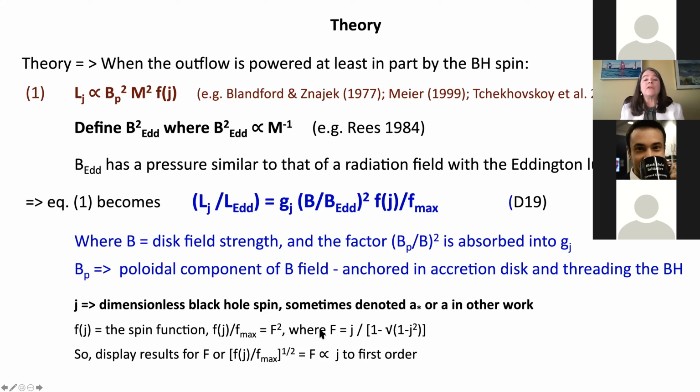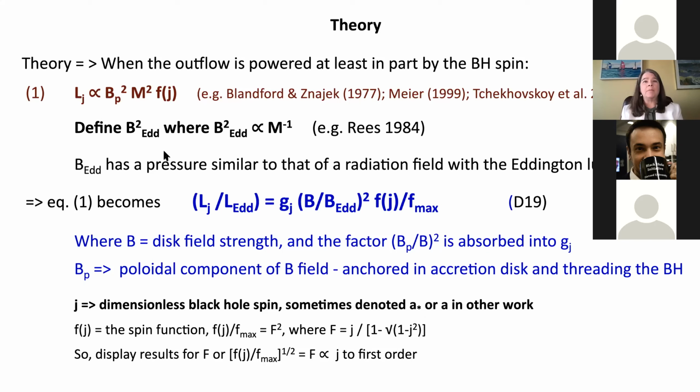Now, to first order in j, it's the square root of f of j over f max, or capital F, that goes as j. So in the results I'll be showing you, we'll be looking at the square root of f of j over f max. All right.